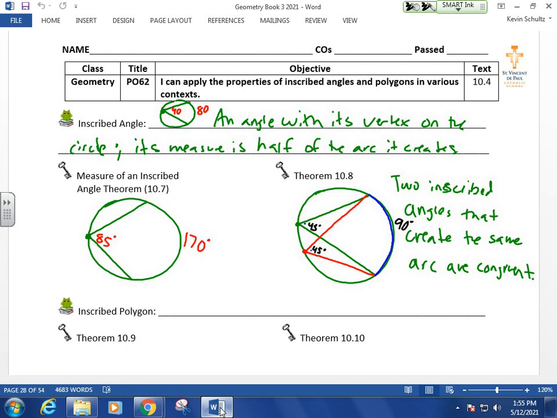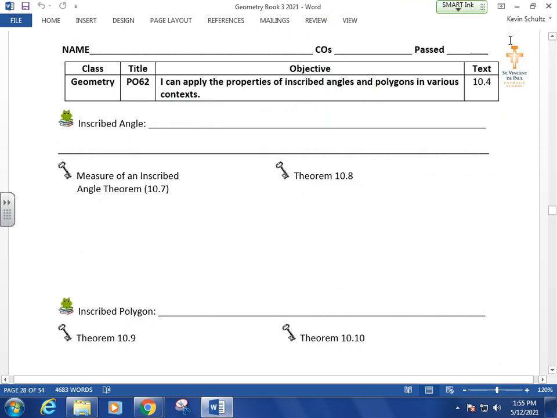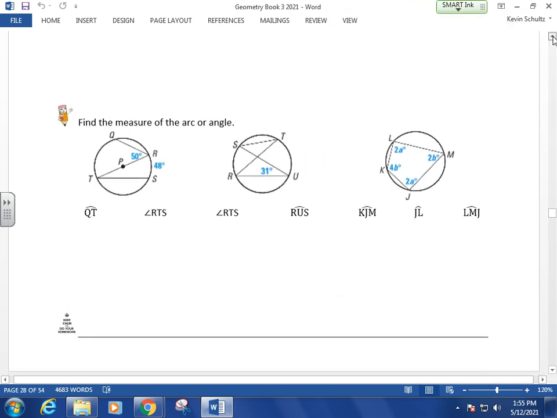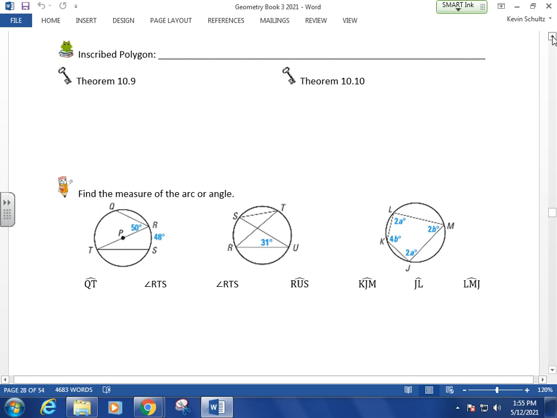Questions on inscribed angles? No? Very well. An inscribed polygon would be a polygon inscribed in a circle, meaning that it is a polygon with its vertices on the circle.